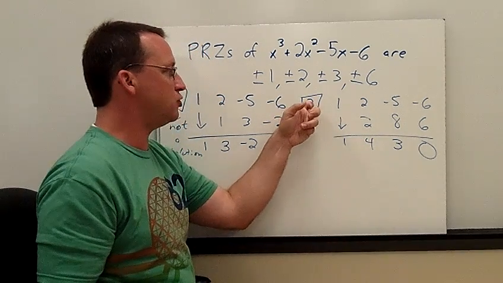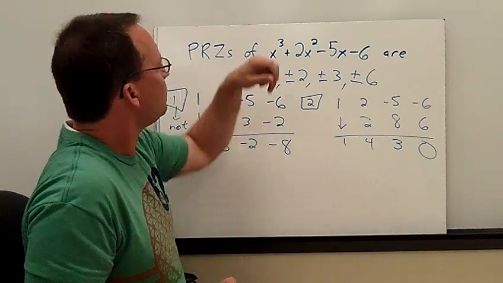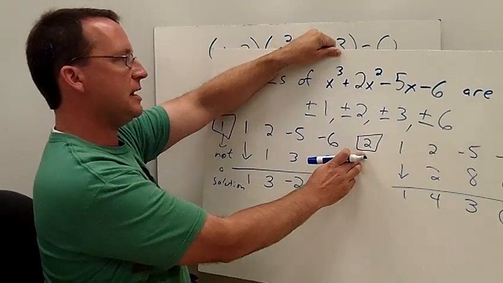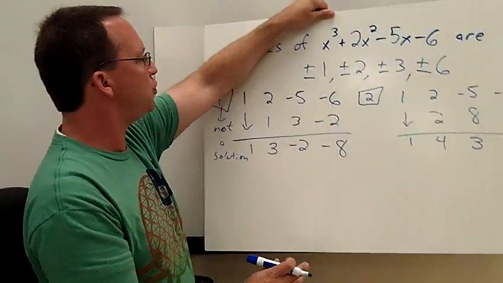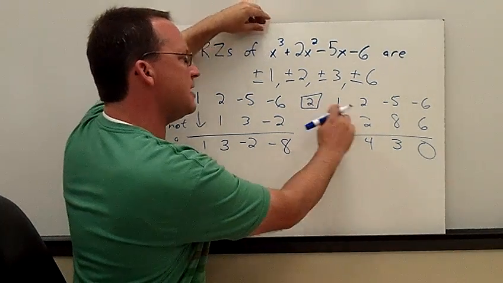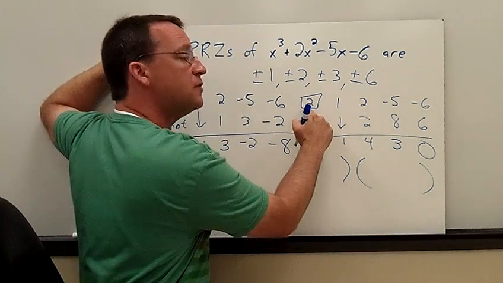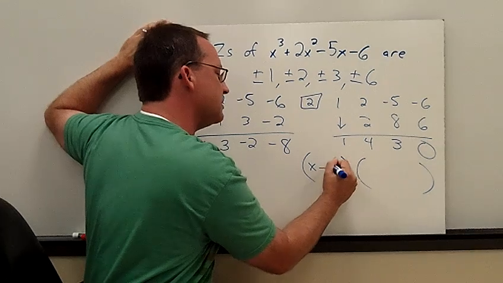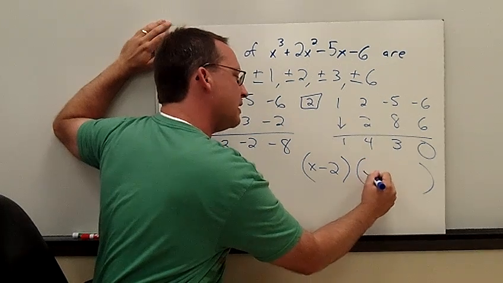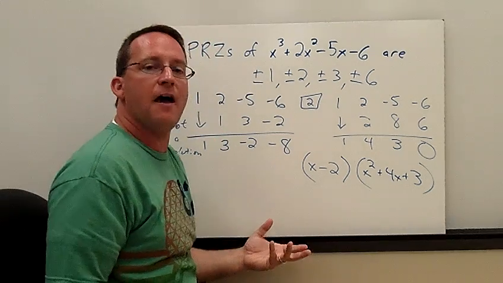So I know that 2 is one of my solutions because there's no remainder. Okay? So now how can I use that information? Well, if 2 is a solution, what would my factor look like? If I'm breaking this down, remember, if 2 is in the box, this would be x minus 2, because we put the opposite of that number in the box. This would be x squared plus 4x plus 3, and that's how that would break down.